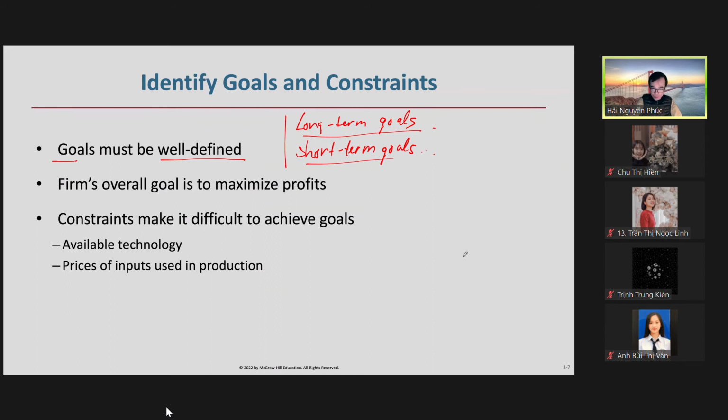The second point, for simplicity, in our course, we assume that the firm's overall goal is to maximize the profit. In reality, you can see that there are many so-called not-for-profit organizations, right?